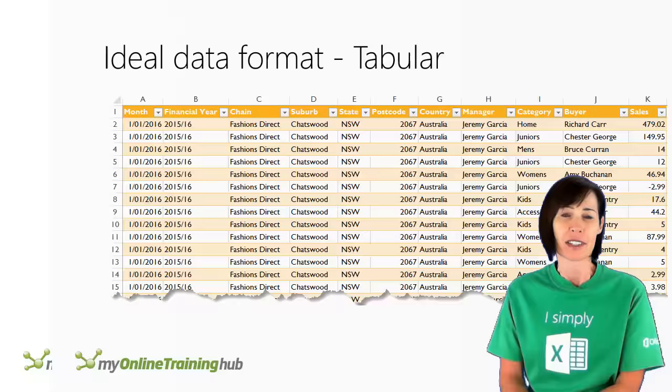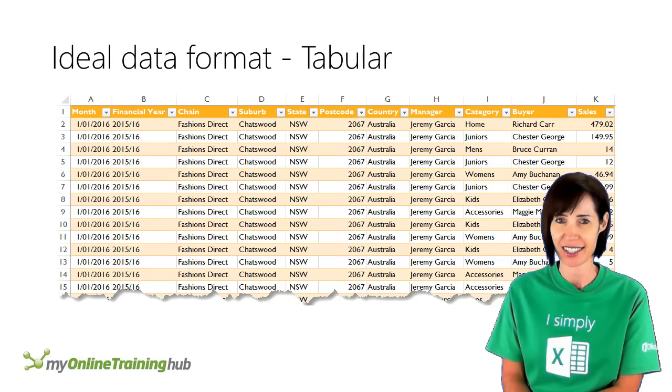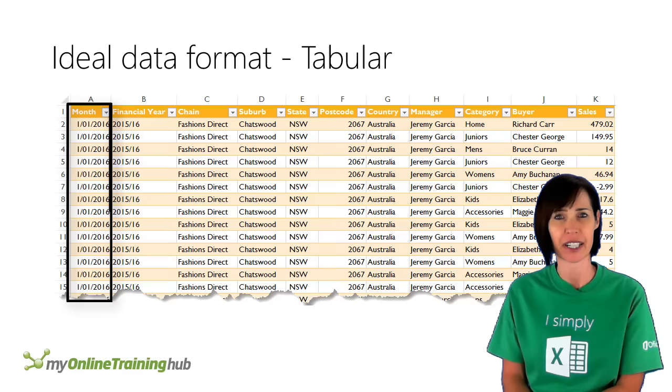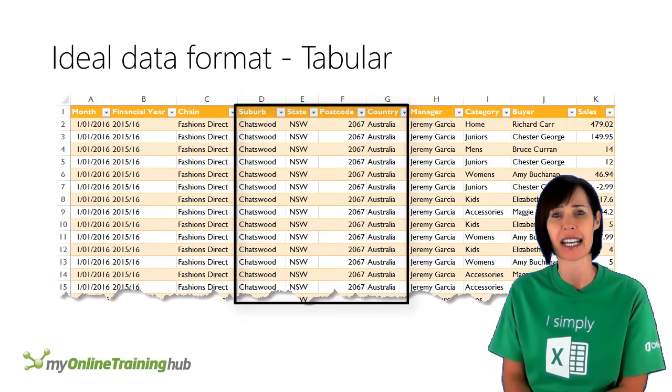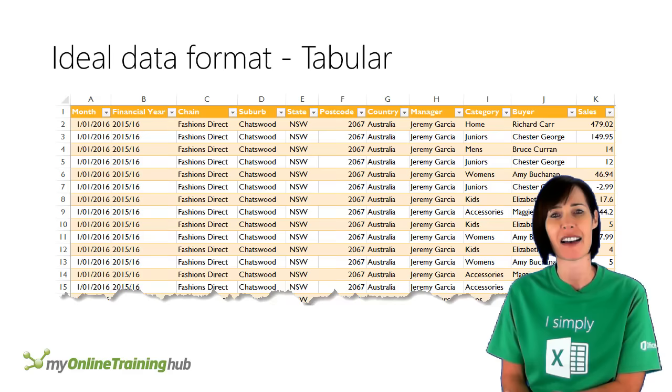So this is the data that we'll be using. There's over 70,000 rows of sales data for two Australia-wide fashion stores called Fashions Direct and Next Look. They're fictitious. The data spans January 2016 through to July 2017. You can see the data is in a tabular format and it's classified by date, financial year, the chain, the location information. So we've got suburb, state, postcode, country. We've also got the manager, the product category, and product buyer. And it's formatted in an Excel table. And this is the first step in having a fast and smart build, because any formulas, charts, or pivot tables that reference the table automatically or upon refresh will pick up any changes or new data.